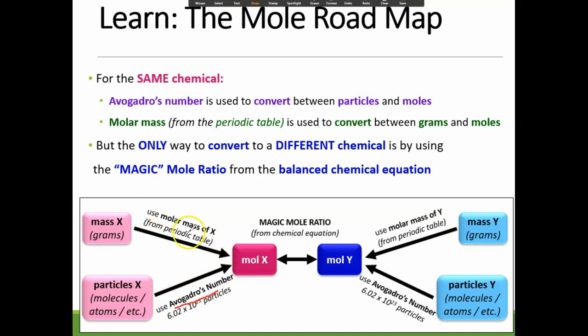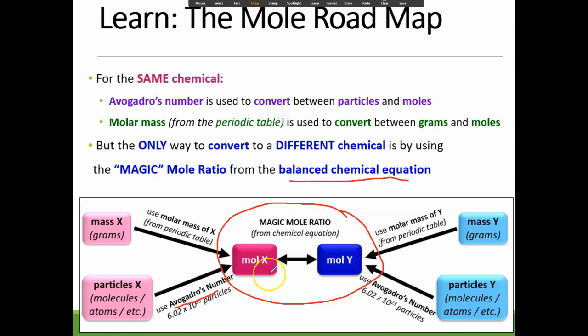However, you'll notice that molar mass and Avogadro's number can only be used for that actual same chemical, right? It can only be used, in this case, to go from pink to pink, or over here from blue to blue. The only way that you can actually get from one chemical to a different chemical is to use the magic mole ratio. A mole ratio can be found by using a balanced chemical equation, because a balanced chemical equation, again, is a recipe that tells us how much of everything we need.